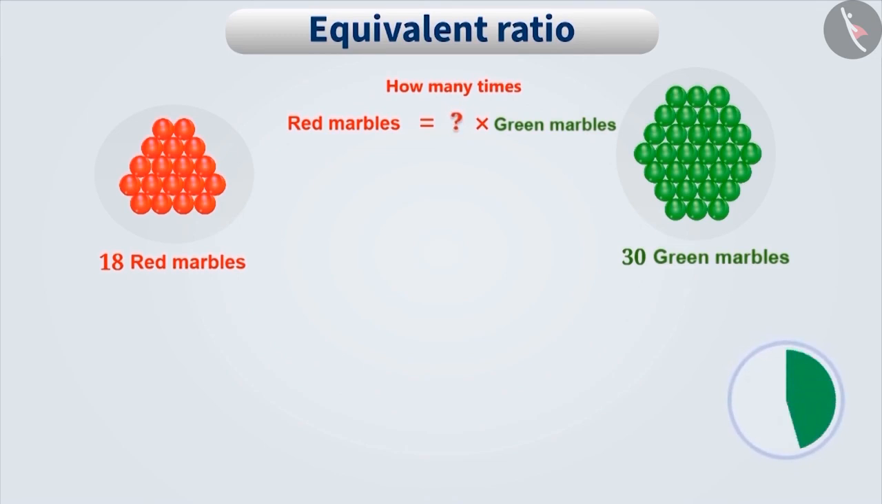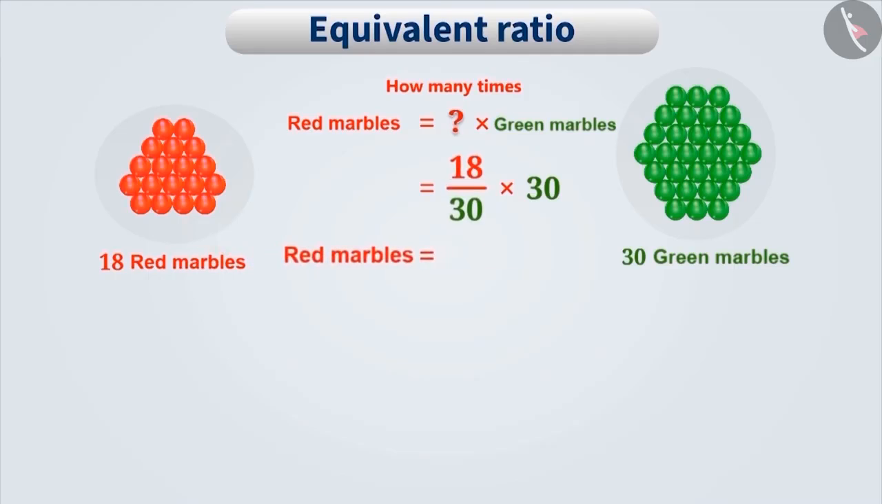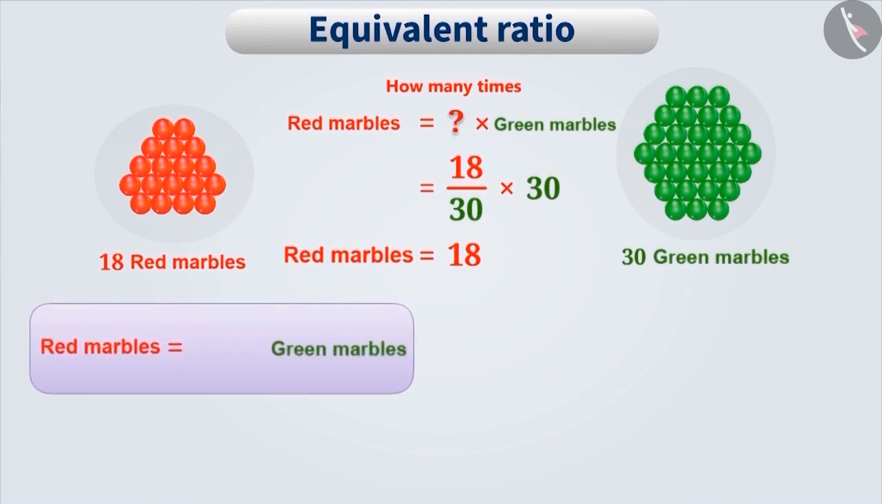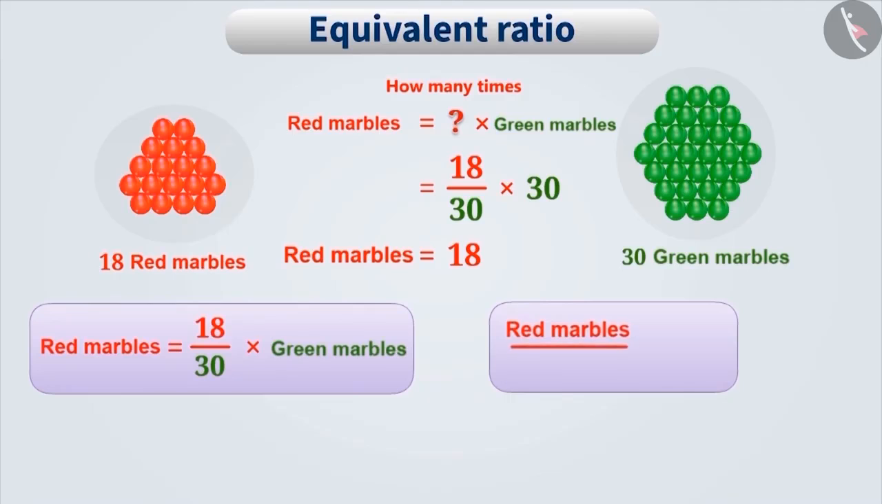Think. Okay, let me tell you. Here, if we multiply the number of green marbles, that is 30, by 18 by 30, we will get the number of red marbles, that is 18. So, we can say that the number of red marbles is 18 by 30 times the number of green marbles. Or, we can say that the number of red marbles is 18 by 30 of the number of green marbles.